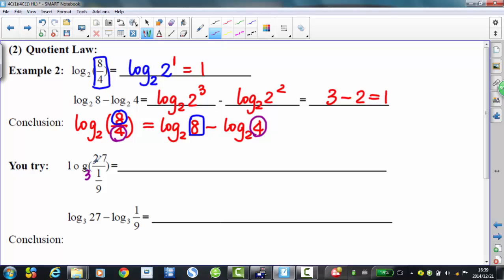Another one is log 3, 27 over 1/9. I hope that you can have a try to prove the quotient law in this other case yourself. So this is log base 3, 27 over 1/9. 27 over 1/9 is the same as 27 times 9. 27 times 9 is 243. 243, if I change this one to a power of 3.